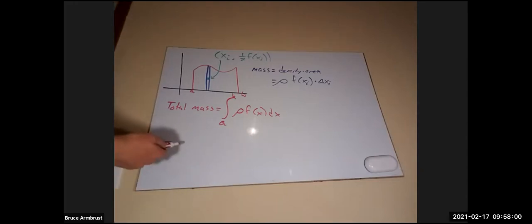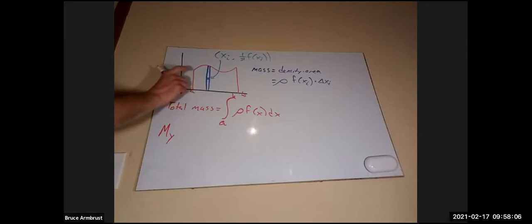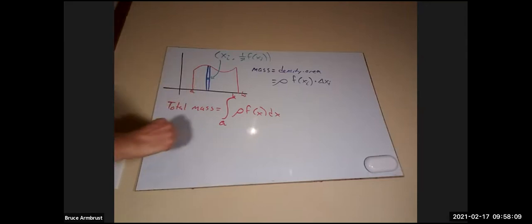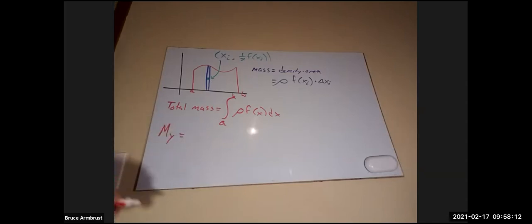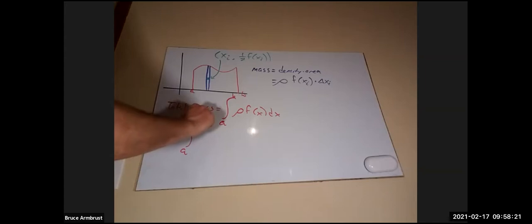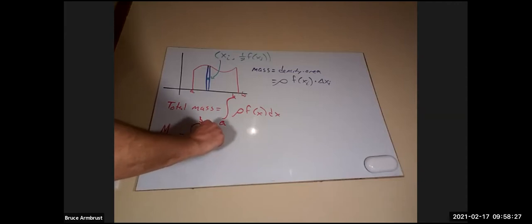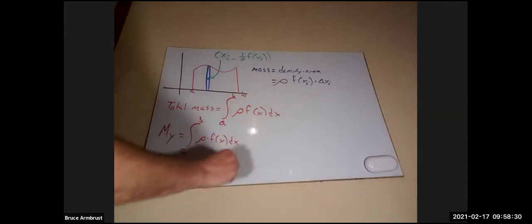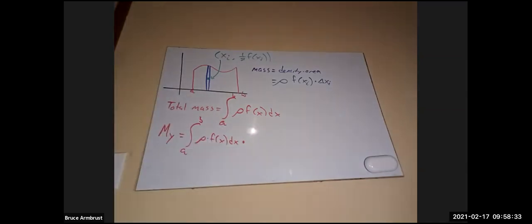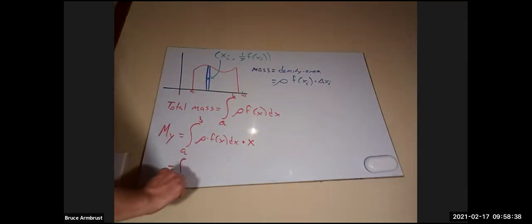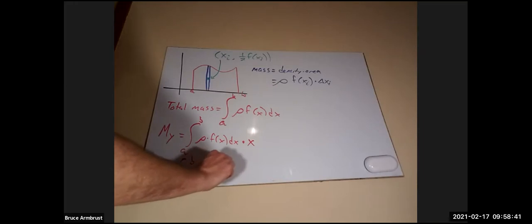Okay, then we have our two moments. I am going to go ahead and just write them out like this so you can see. So My, this is the moment about the y-axis. So this is the one that involves the x-coordinates. Remember what we do is we take the mass times the x-coordinate, and I'm going to add them all up. It's going to be an integral. I'm going to take the mass, so rho times f of x dx, times the x-coordinate, which is x. So My is going to be the integral of rho x times f of x.